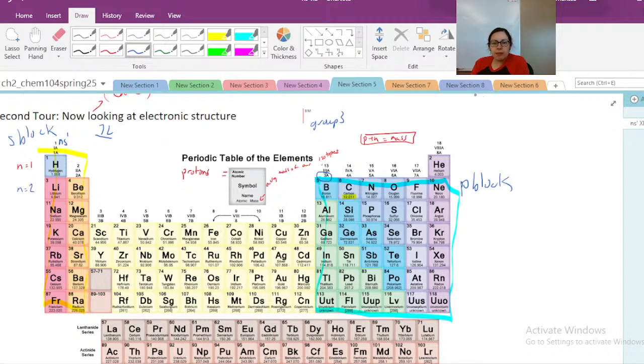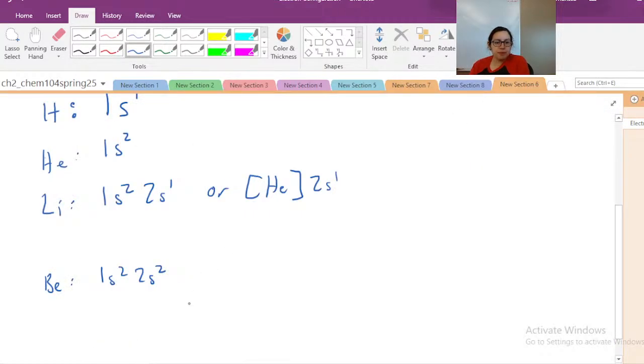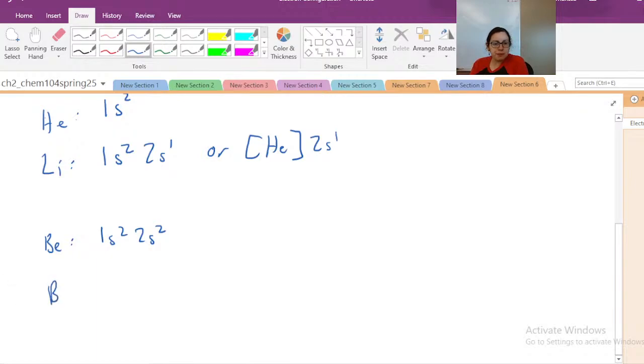So let's do our boron then, 5 electrons, so boron. So 1s2, 2s2, and again, we're still at our second energy level, so 2p, 1 there. And we don't need to indicate which p orbital it's in.